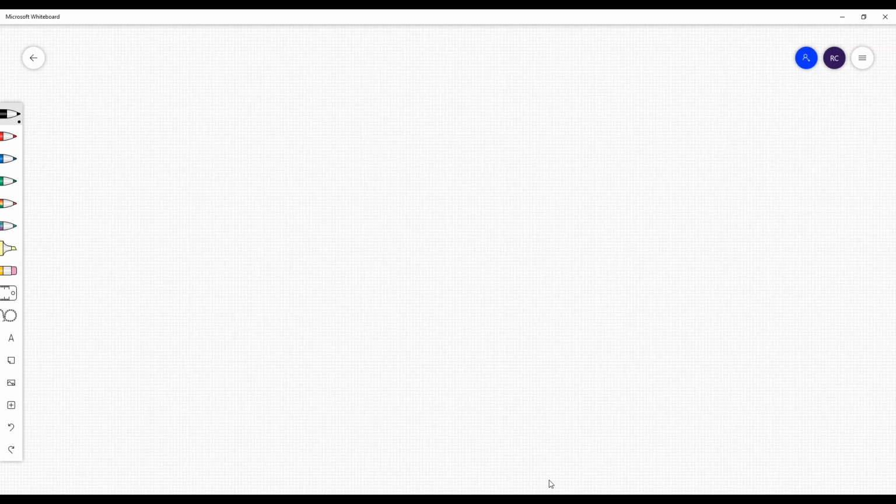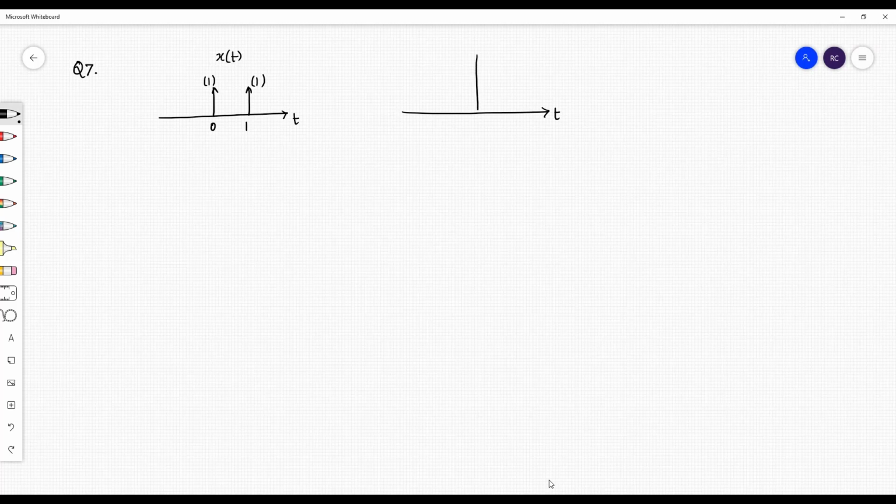Okay, so we move on to question 7, where we need to graphically find the convolution between two signals, both of which contain only impulses. So we've got one signal x(t), which has an impulse at location 0 and 1. And then we've got another signal h(t), which has an impulse of strength 2 at 0.